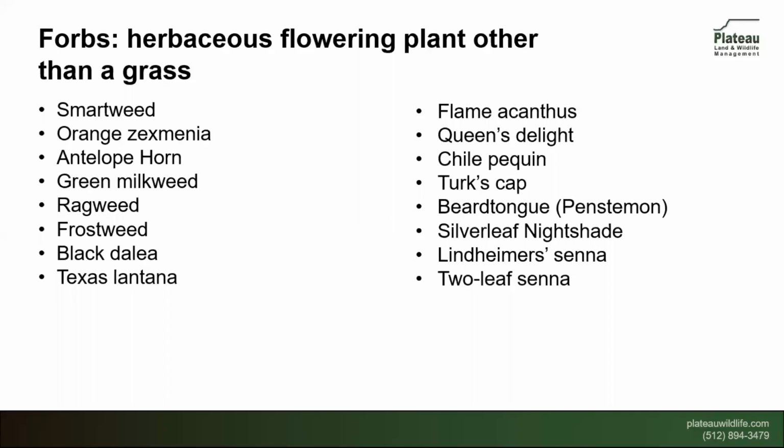Milkweeds like antelope horn and green milkweed, which we'll talk about, are important for a lot of our pollinators and our milkweed butterflies. And then what most people would consider real weeds, like silverleaf nightshade and two-leaf senna, that generally are discouraged, especially in a grazing situation, because they can be toxic. But those are forbs too. Those are wildflowers just like these others. They're just not as well loved as some of these others. Okay?